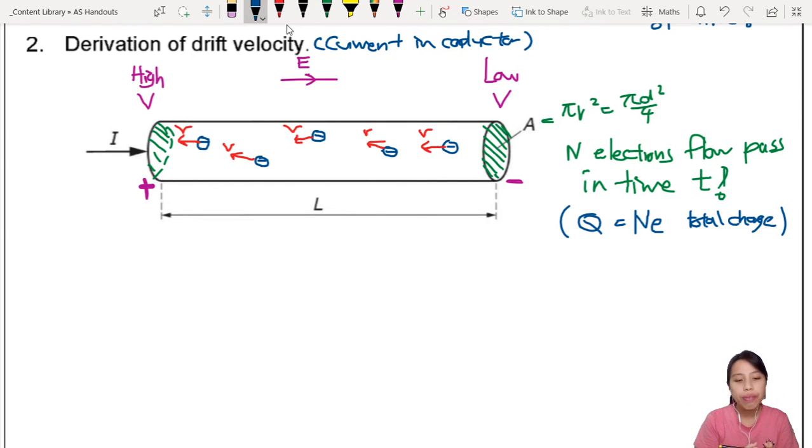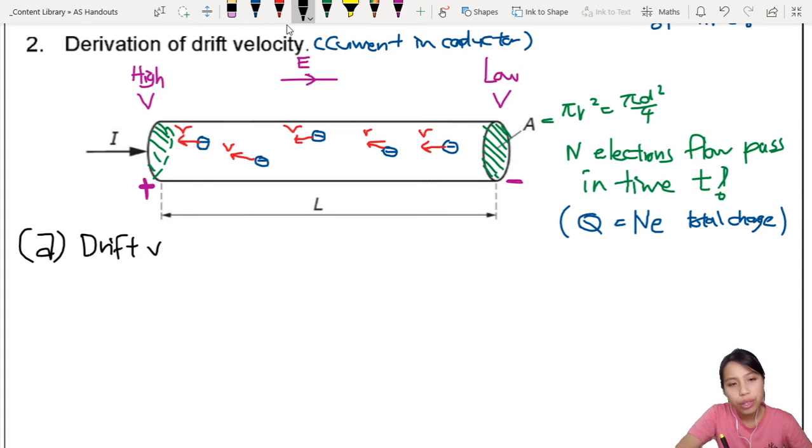Now, how do we find this current based on all this stuff? There are a few things to know that we need to put together. The first thing is about this drift velocity. So let me write this down. Why do they call it drift? Because they're just floating there to the left.